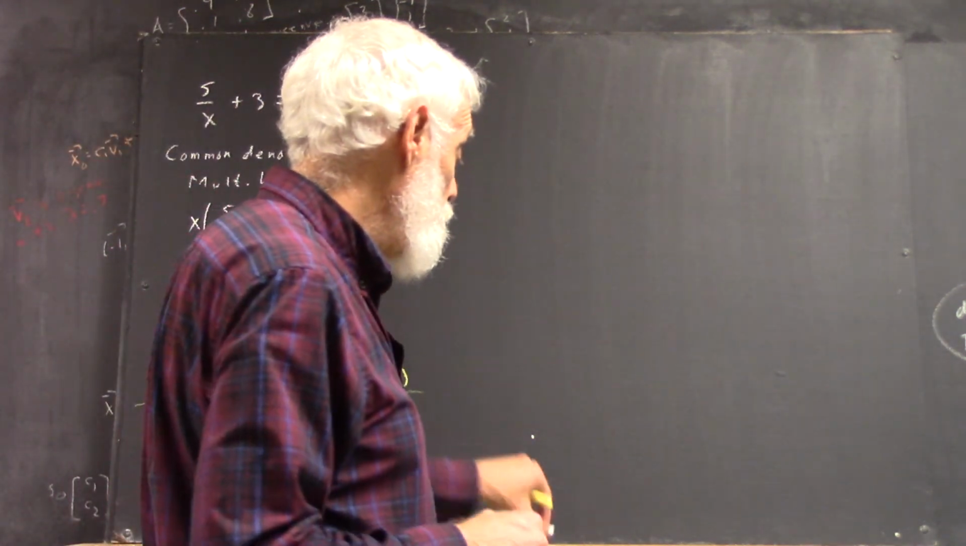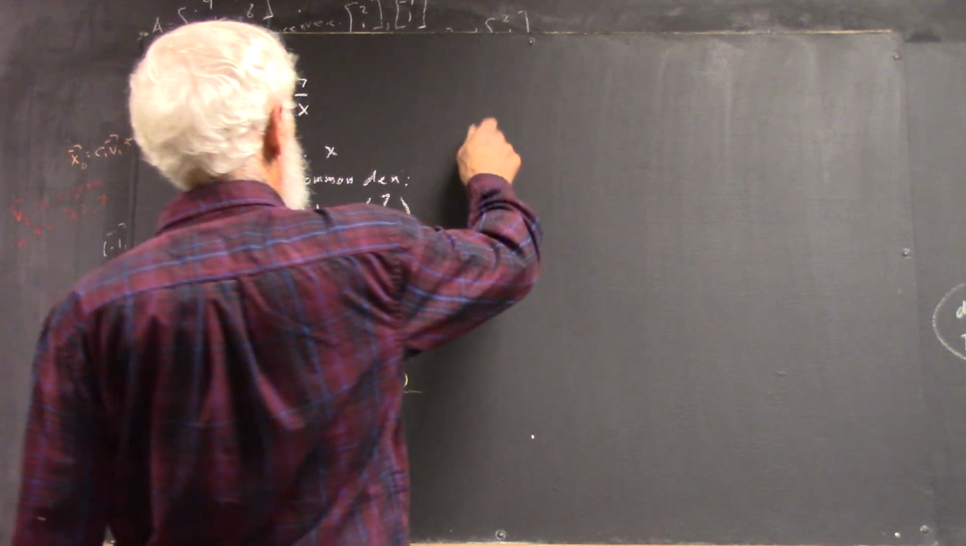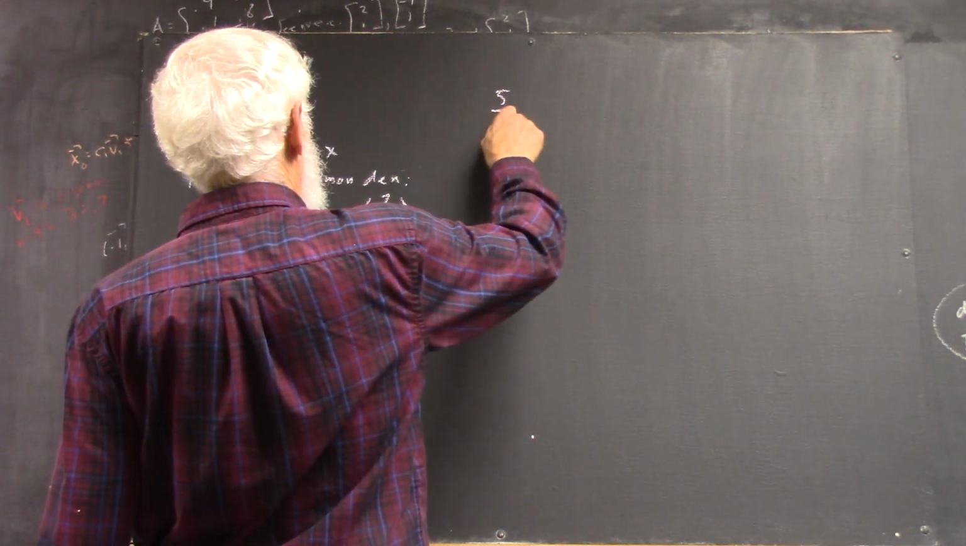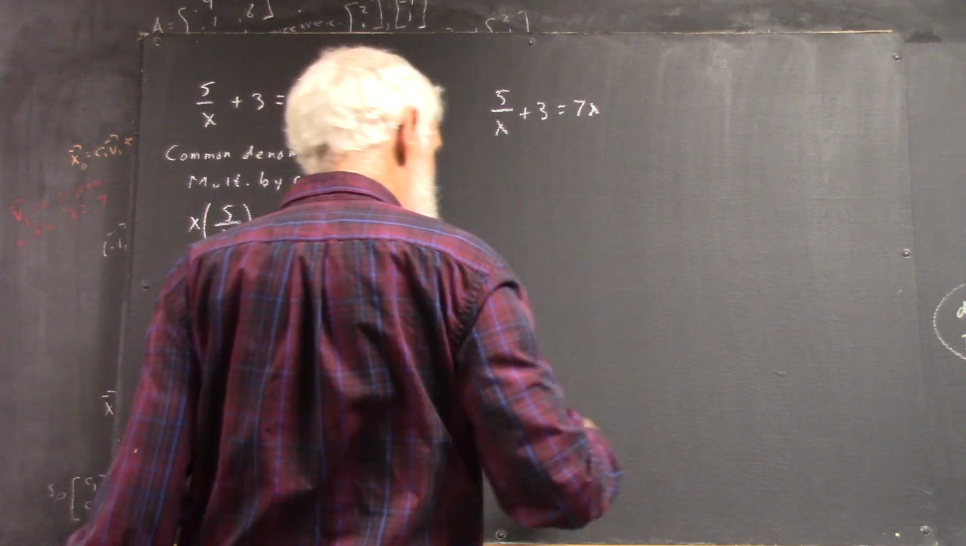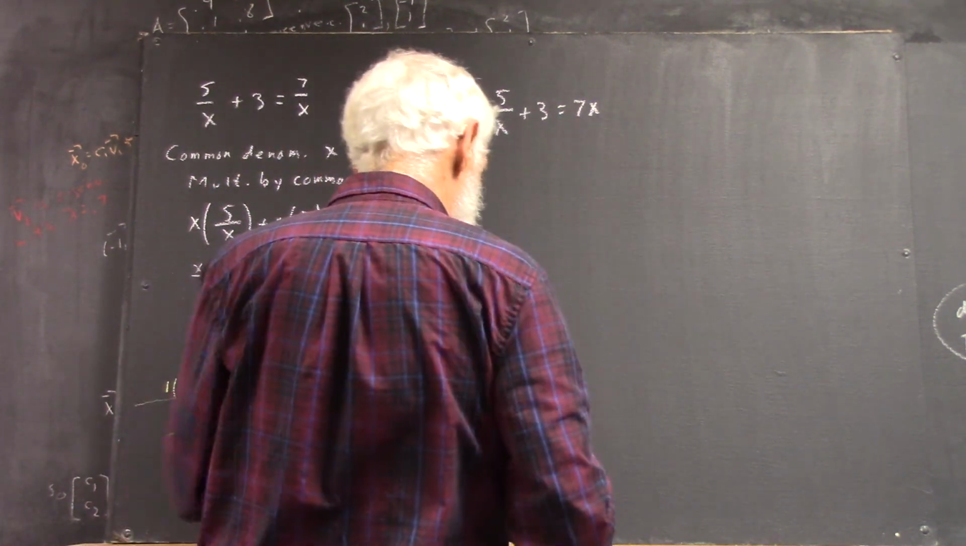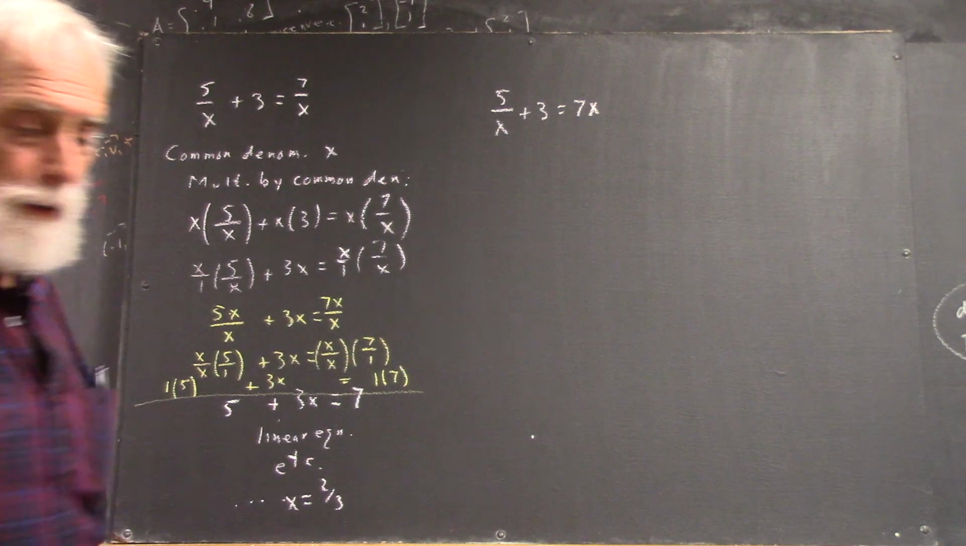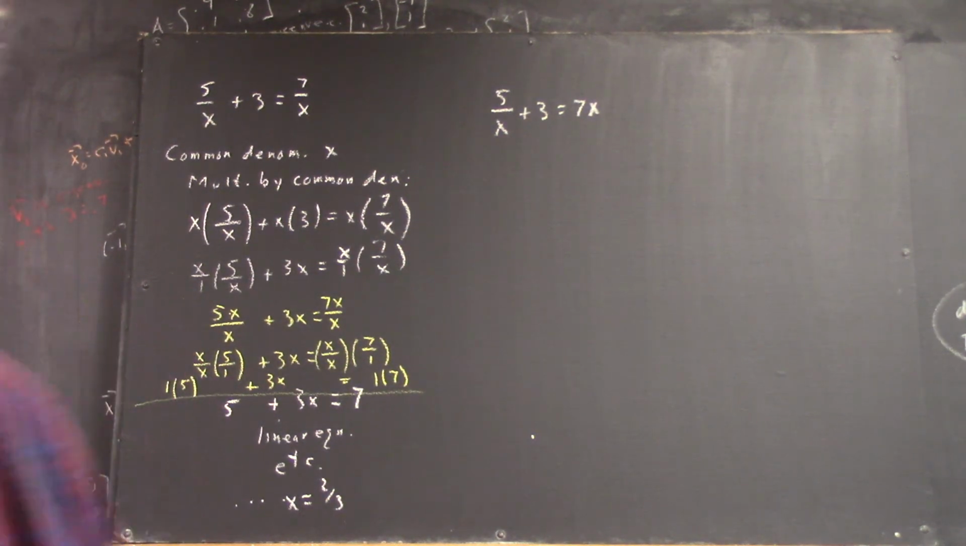Okay, well, there's that question. Now let's look at a similar problem where it says 5 over x plus 3 equals 7x. And I'll ask you to write down what you do with that.